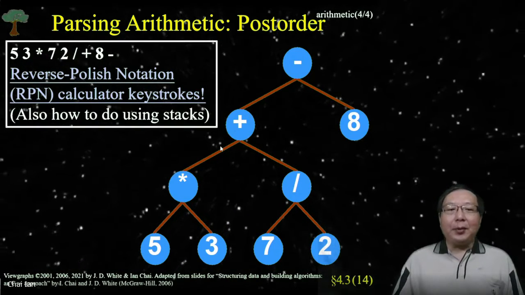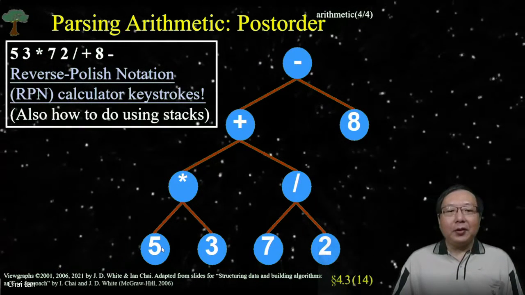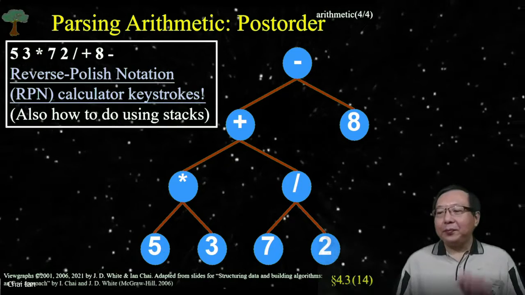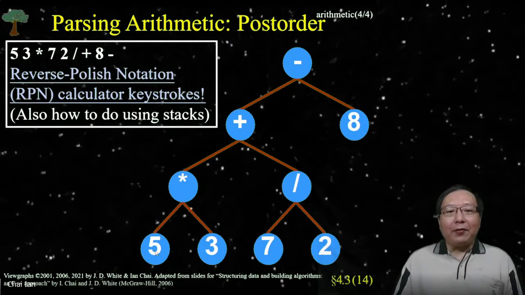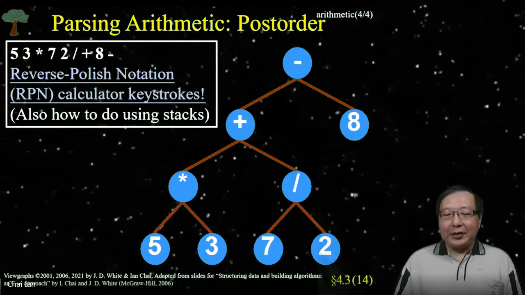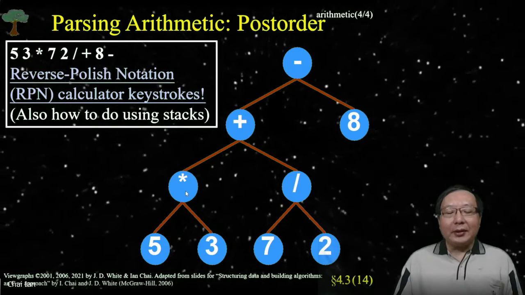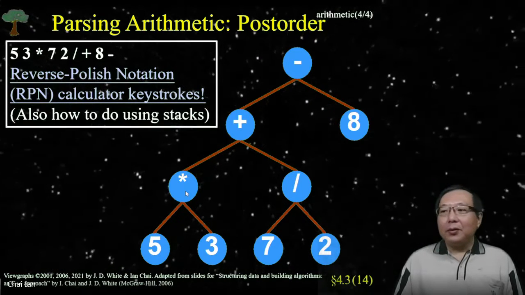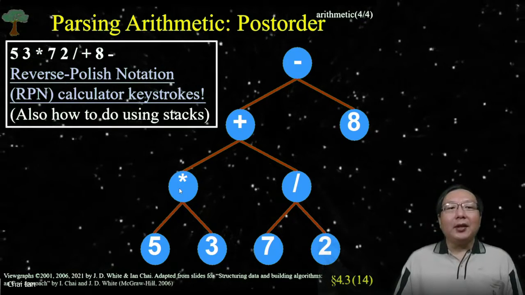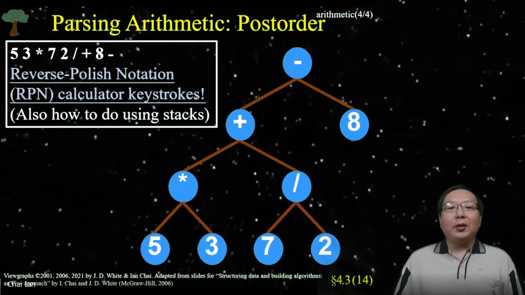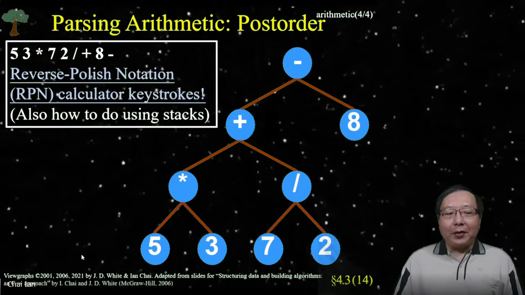Starting from plus here, we do the left child. Starting from multiply here, we do the left child, which is 5. So we put 5 in there, then that means we have 5. It's like pushing 5 onto the stack. Then we come back to the middle. The middle doesn't get done yet. We do the right child, which is 3. So now we've got 5 on the bottom of the stack.